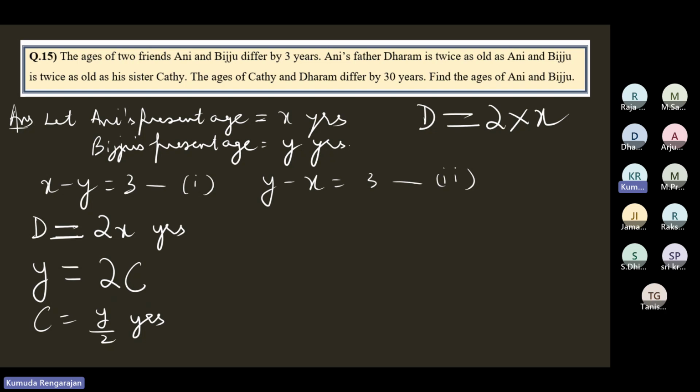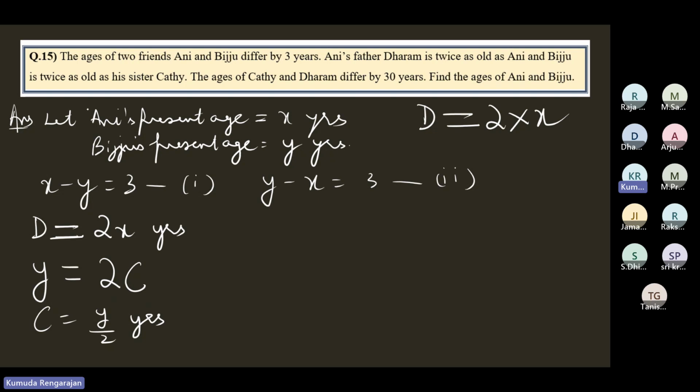Because Kathy is Biju's sister. So Annie, Biju and Kathy are this generation, Dharam the earlier generation. So obviously the ages of Kathy and Dharam differ by 30 years. It's clearly Dharam's age minus Kathy's age. It cannot be Kathy's age minus Dharam's age.